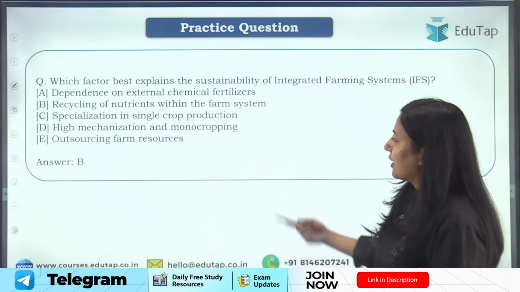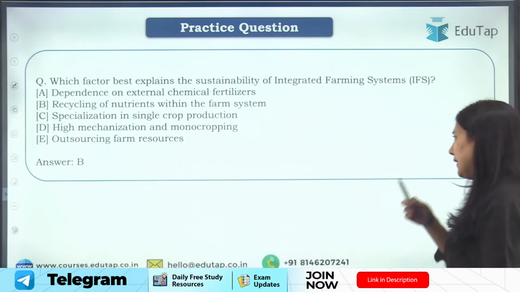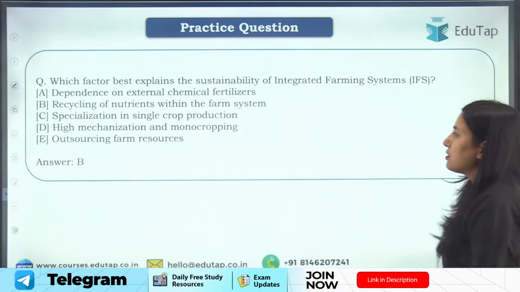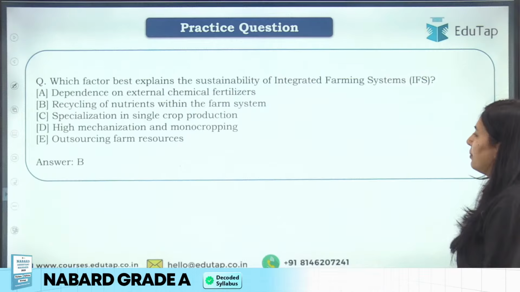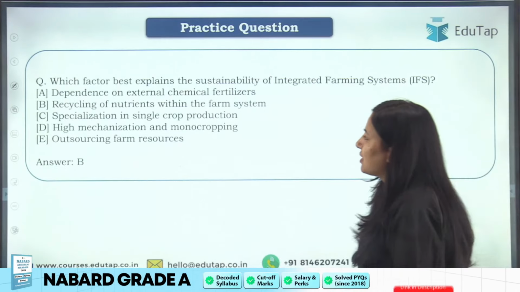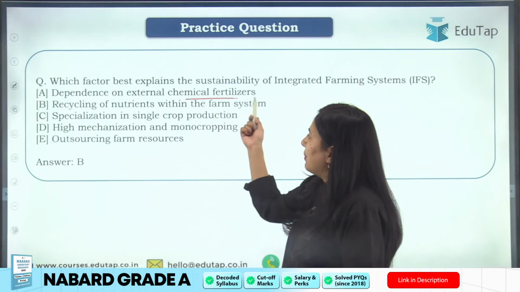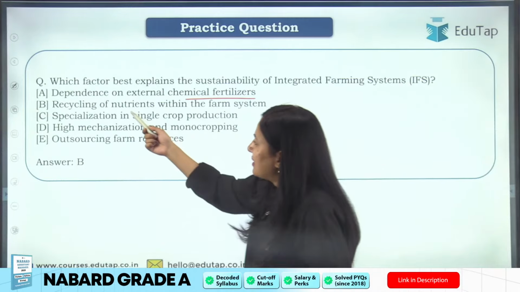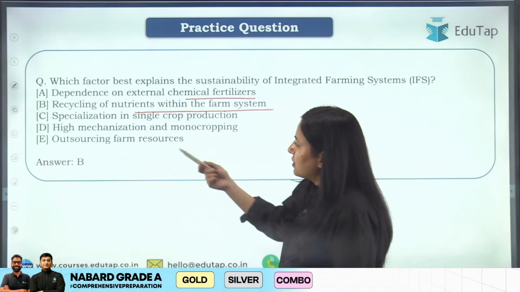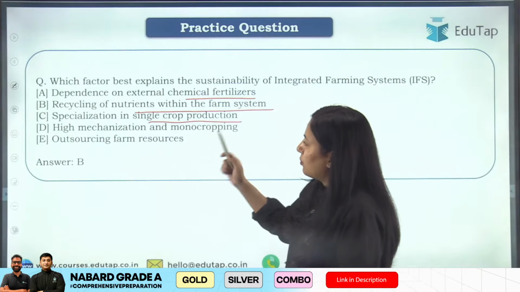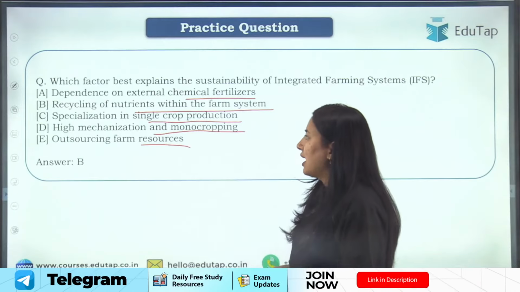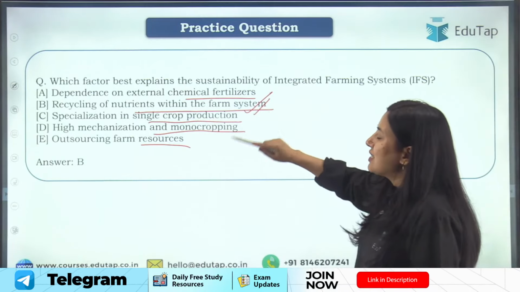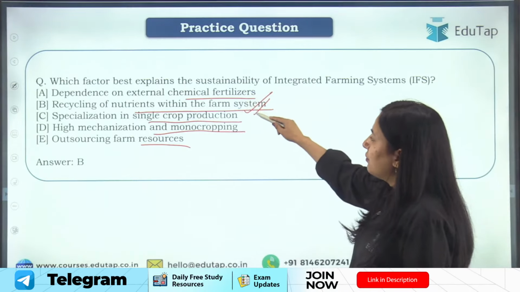Okay, chalo, again the answer is already there on the screen. The question is, which factor best explains the sustainability of the integrated farming system? Your options are dependence on external chemical fertilizer, recycling of nutrients within the farm system, specialization in single crop production, high mechanization in monocropping, outsourcing farm resources. The answer is option B, recycling of nutrients within the farm system.